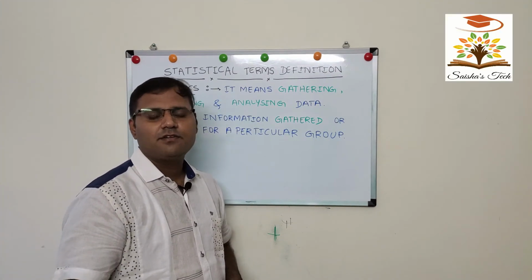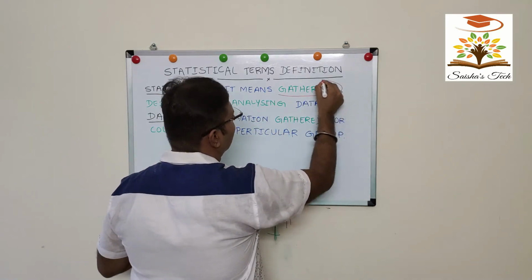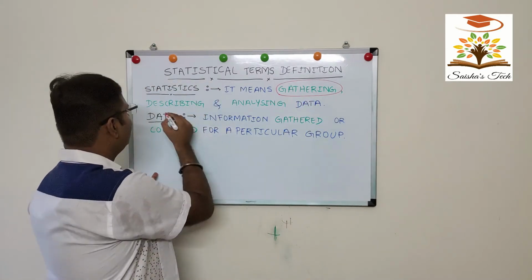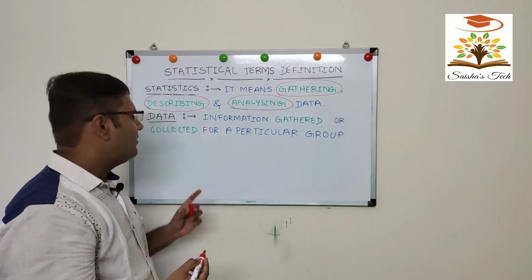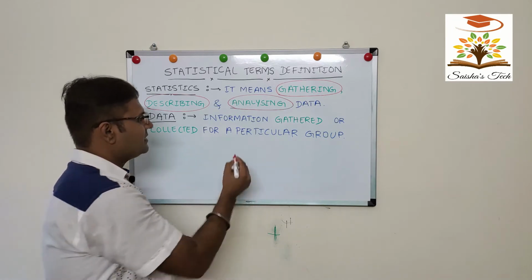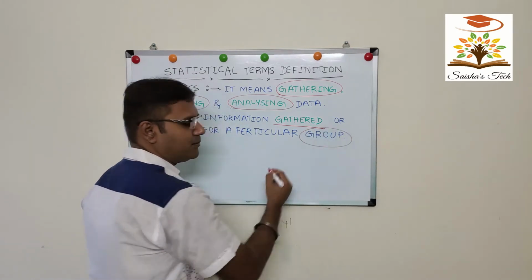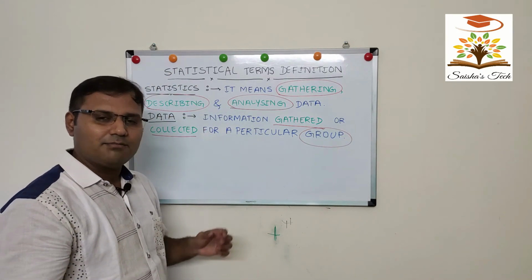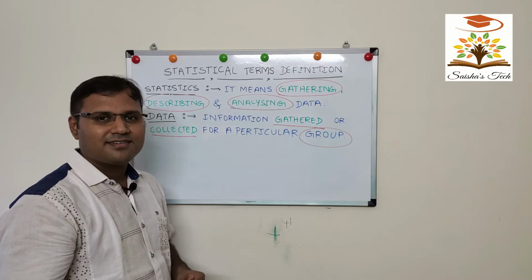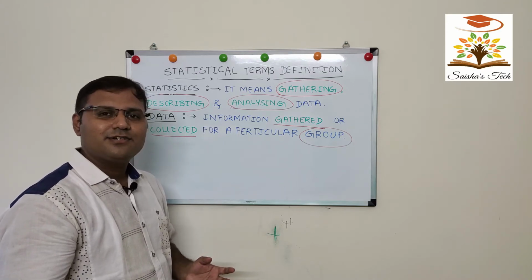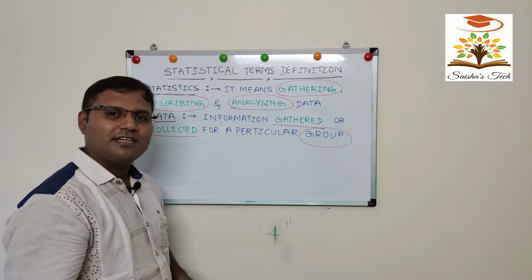Let us understand the definitions of statistics and data. Statistics means gathering the required data, describing that required data and analyzing the data. Now, what does data mean here? Data means the information which is gathered or collected for a particular group. For example, the pollution levels of different cities in India or the number of COVID-19 cases which were collected around the world. So, these are some of the examples of data.